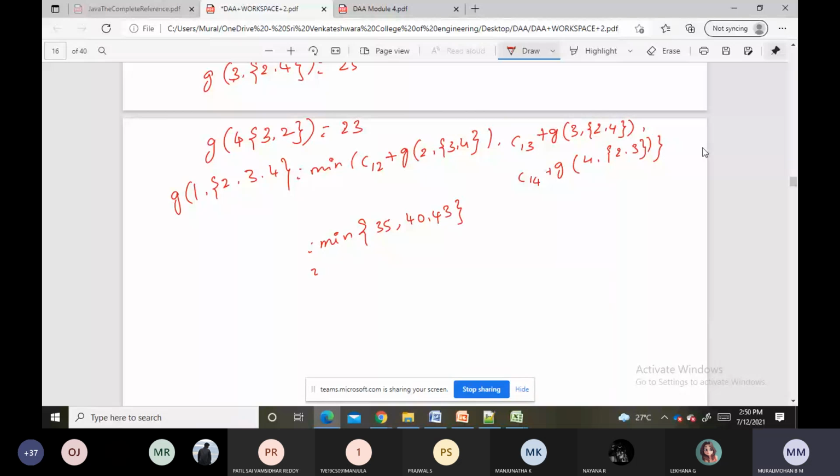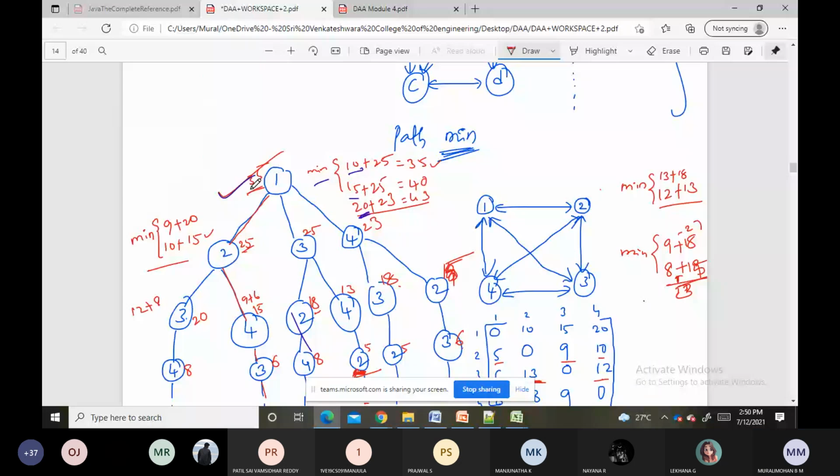Is it right? Everyone got the same answer? Kindly check your answers. So here we are getting it as 35. So from the brute force method, whether we got the same answer? Yes, 35. Right?